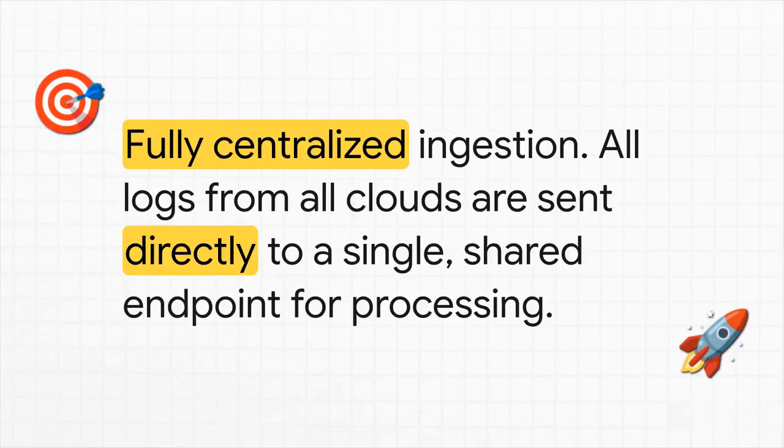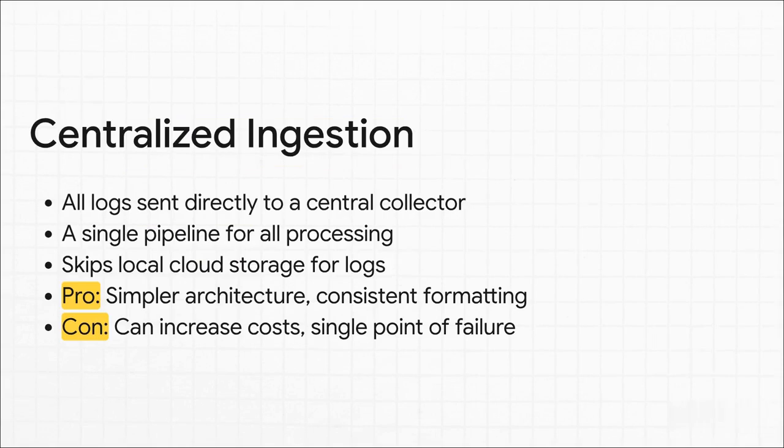Okay, on to Blueprint 2, fully centralized ingestion. This one's way more direct. It basically says, forget the local precincts. All evidence from every single source gets sent immediately and directly to one central collector. So with this approach, all your applications, no matter which cloud they're in, send logs straight to that central collector. You completely skip storing logs in each local cloud. It's just one single pipeline for everything.